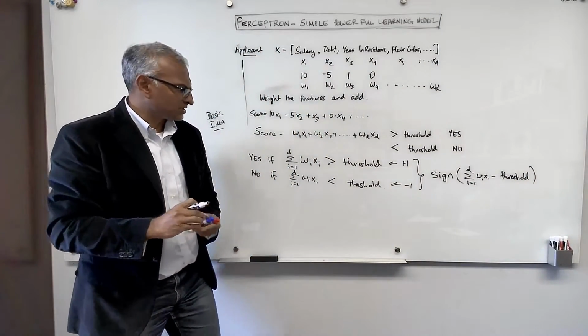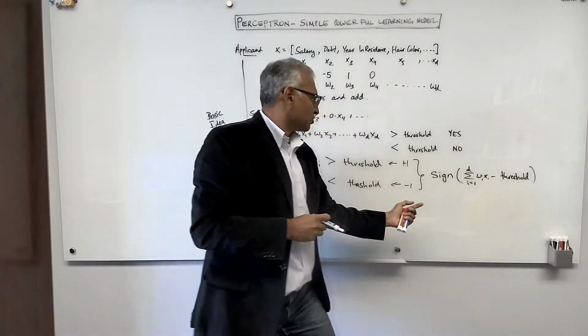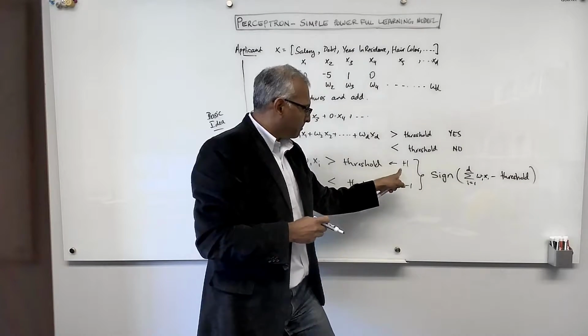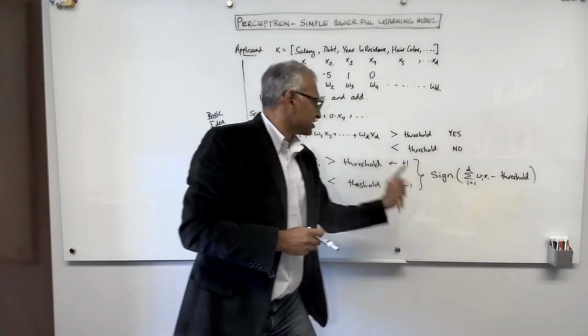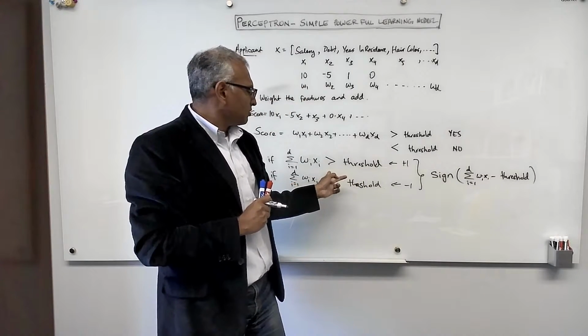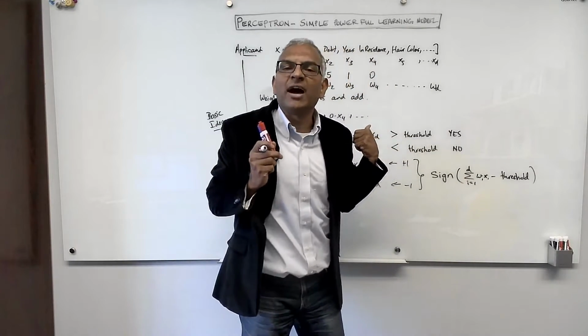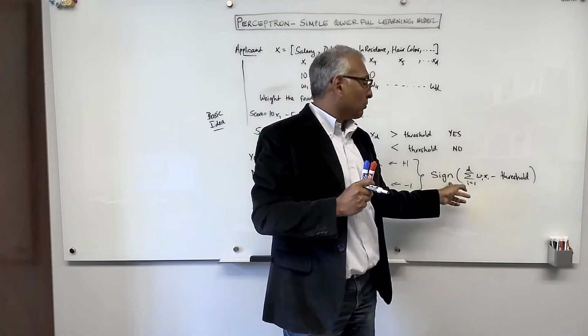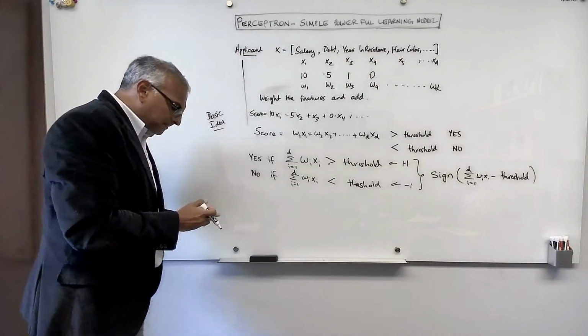So let's see if it works. If this sum is bigger than the threshold, then inside here is positive, and so the sign of that is +1, and boom, that's my decision. If this is less than the threshold, this is negative, and the sign is -1. And the fact that I'm not considering the 0 case just means I don't need to define the value of sign when its argument is 0. We could say that it's +1.